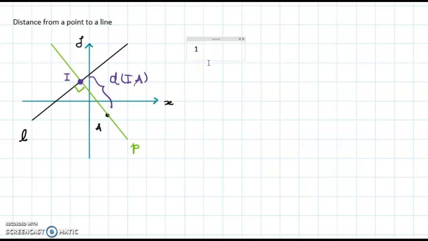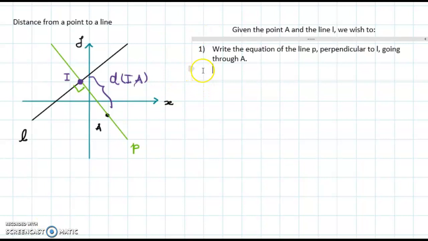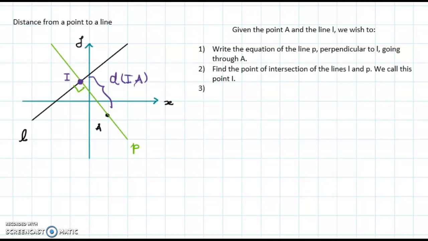So, in general, our strategy is the following. For the first step, we want to write the equation of the line P perpendicular to L going to the point A. Then, for the second step, we find the point of intersection of the lines L and P. And for the third step, we find the distance between I and A. Let's see an example to illustrate this method.